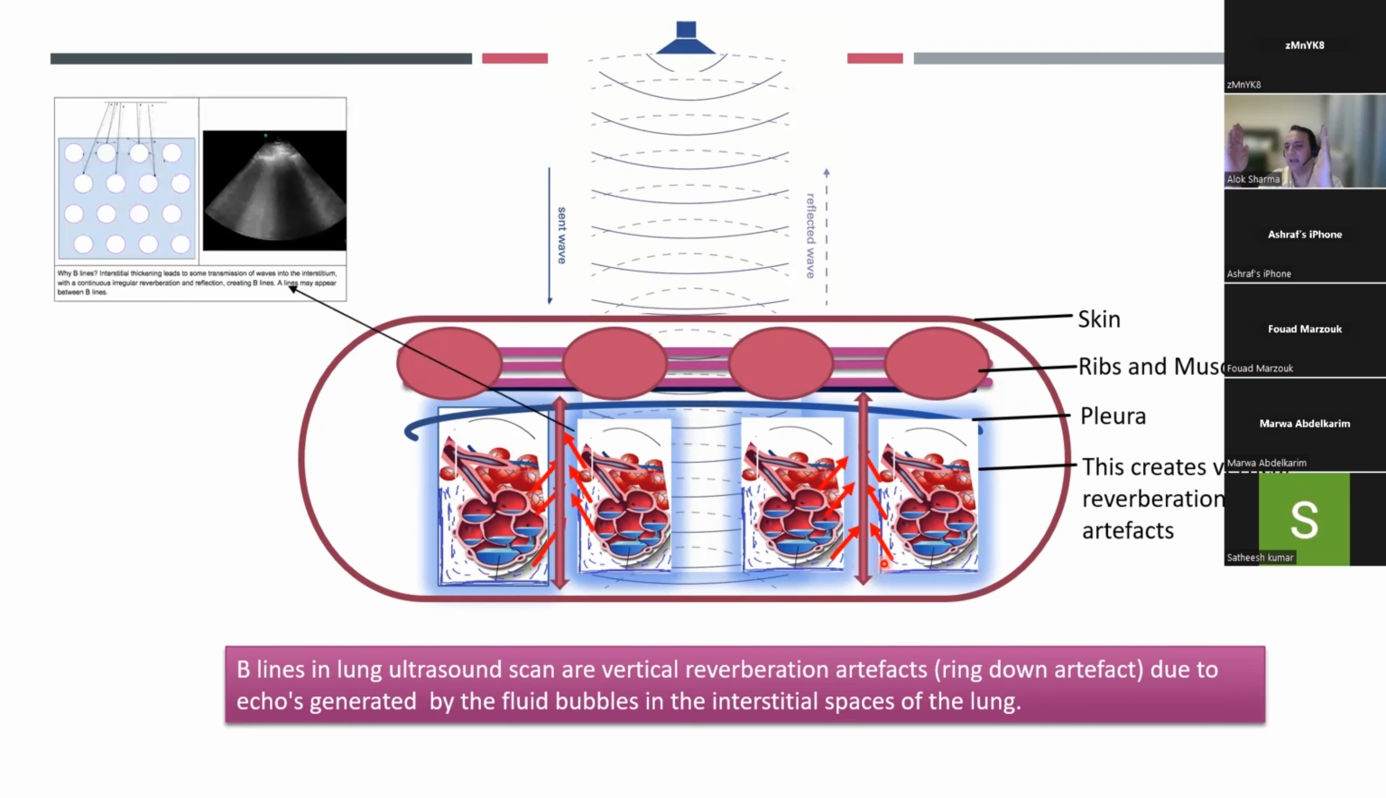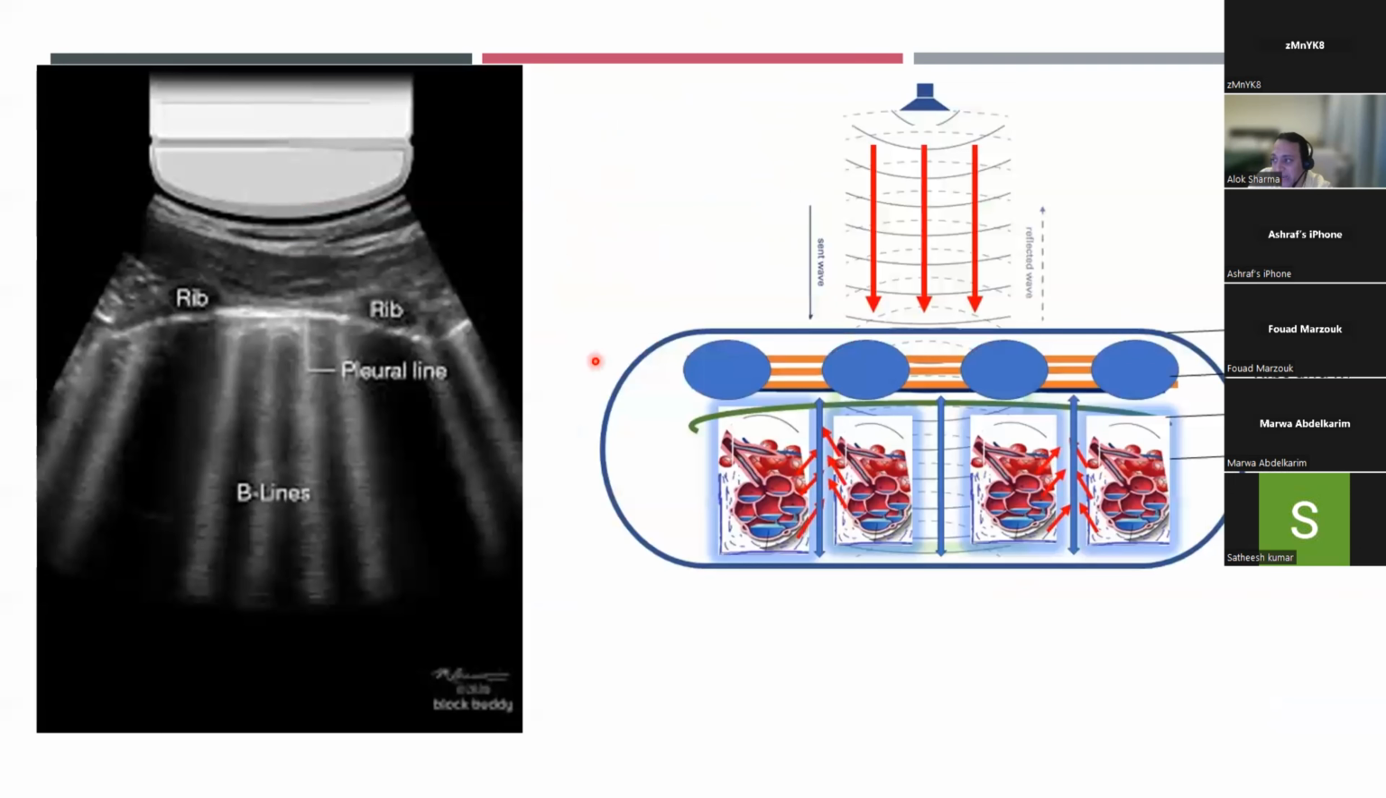And if it shakes in a kind of a linear way, that shaking is then interpreted by the probe as a vertical line that extends all the way down. And this is called a B line. These are what B lines look like.